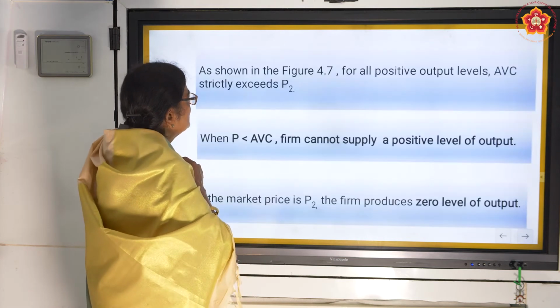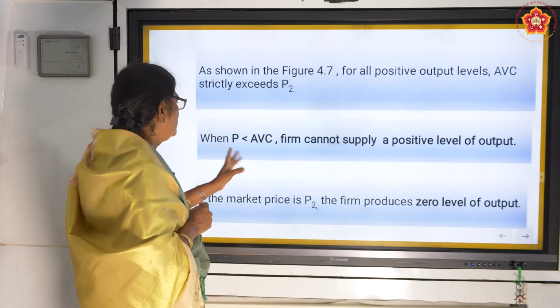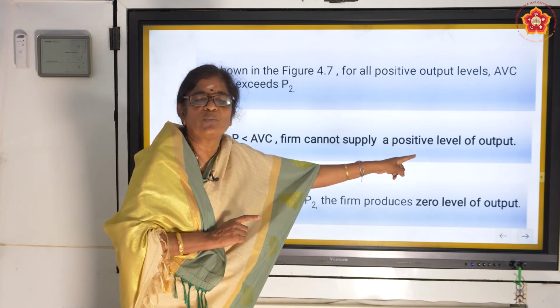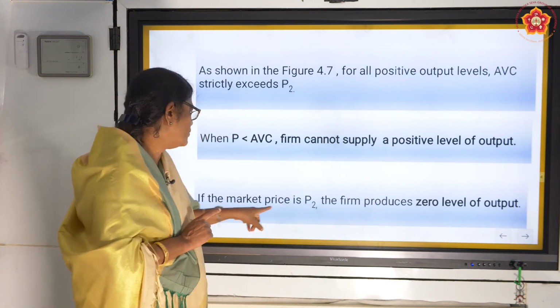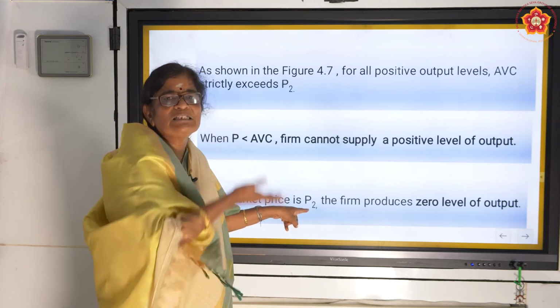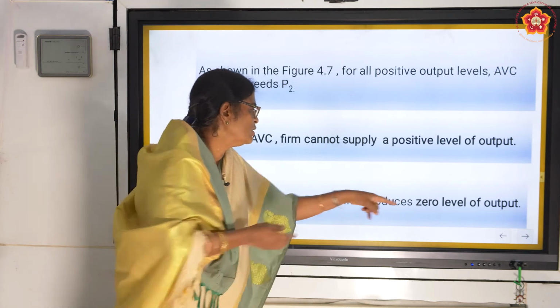Therefore, what we have explained is, P less than ABC, the firm cannot supply a positive level of output, only zero level of output. Therefore, if the market price is P2, why? For the P2 level, ABC exceeds price P2. Therefore, zero level of output.